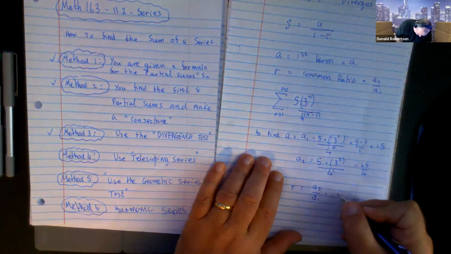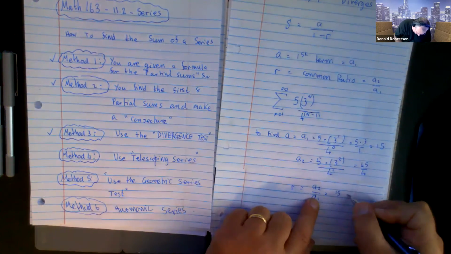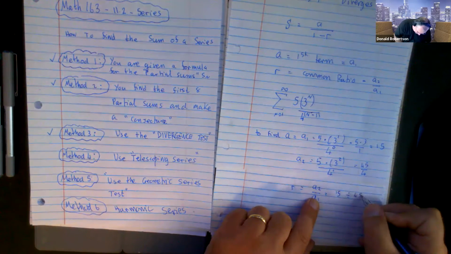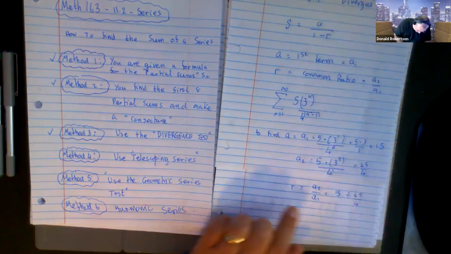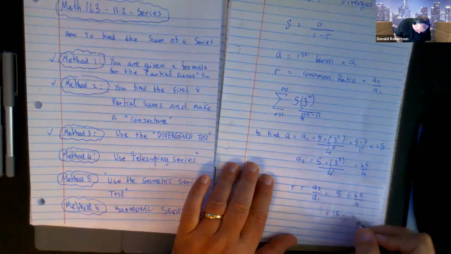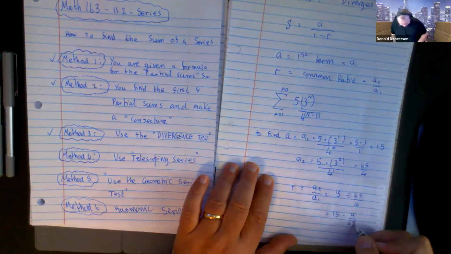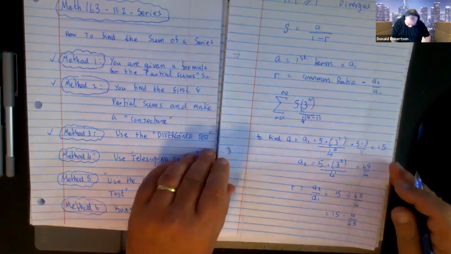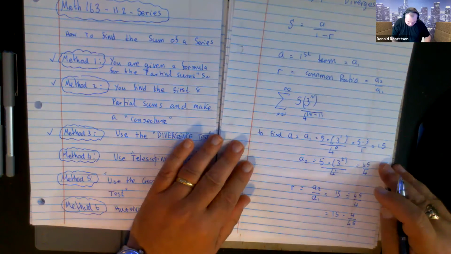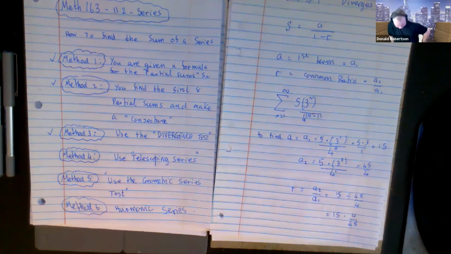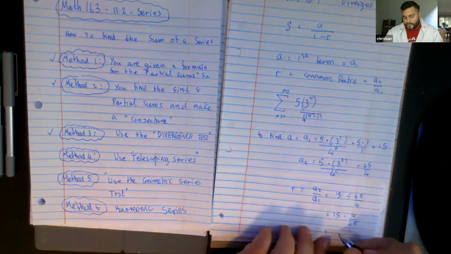So what's that going to be? It's going to be 15 divided by 45 over 4. That's going to be 15 times 4 over 45. Are we good? Okay, what's that going to simplify down to? 4/3. So we're going to go for a 4/3.